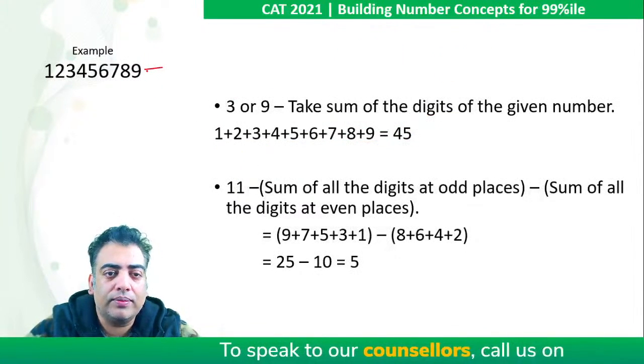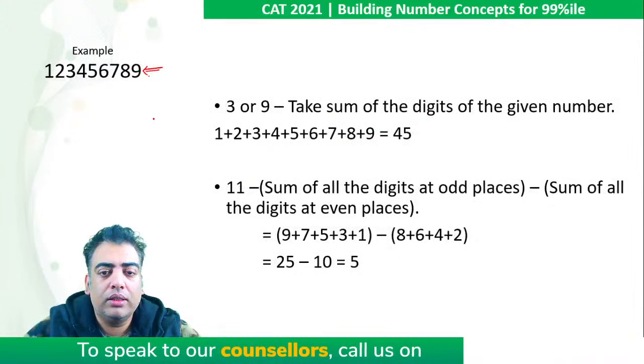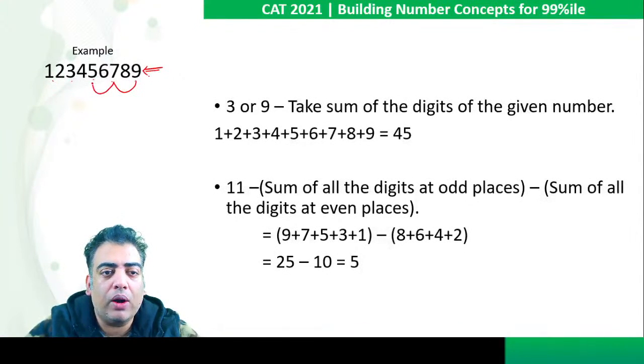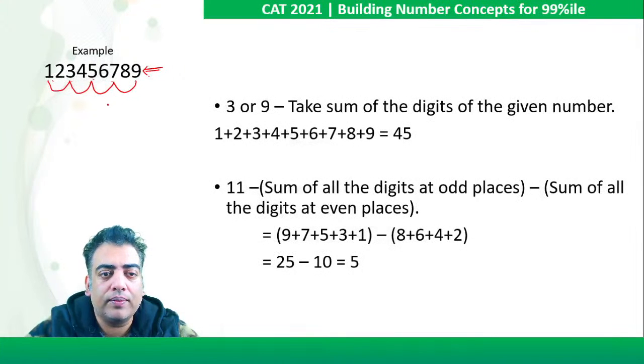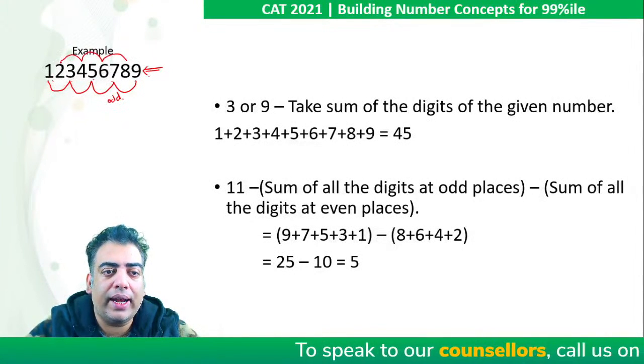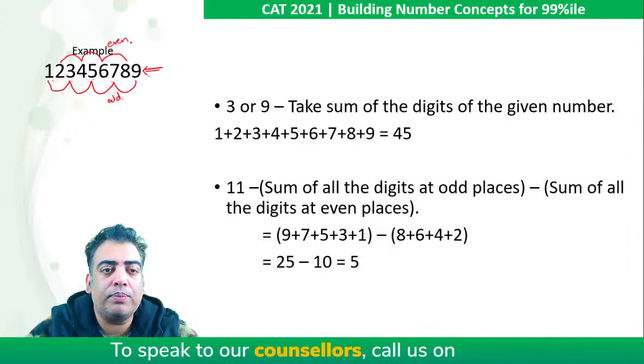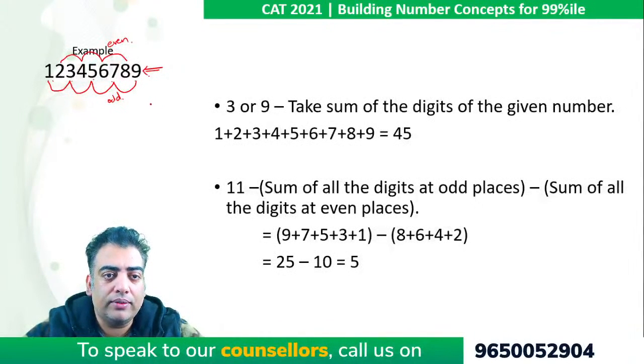Now when it comes to 11, we will check digits from the right hand side. This is my first place. This is third, fifth, seventh, ninth place. So they are going to be my odd places from the right hand side. This is second, fourth, sixth and eighth place. So they are my even places from the right hand side.